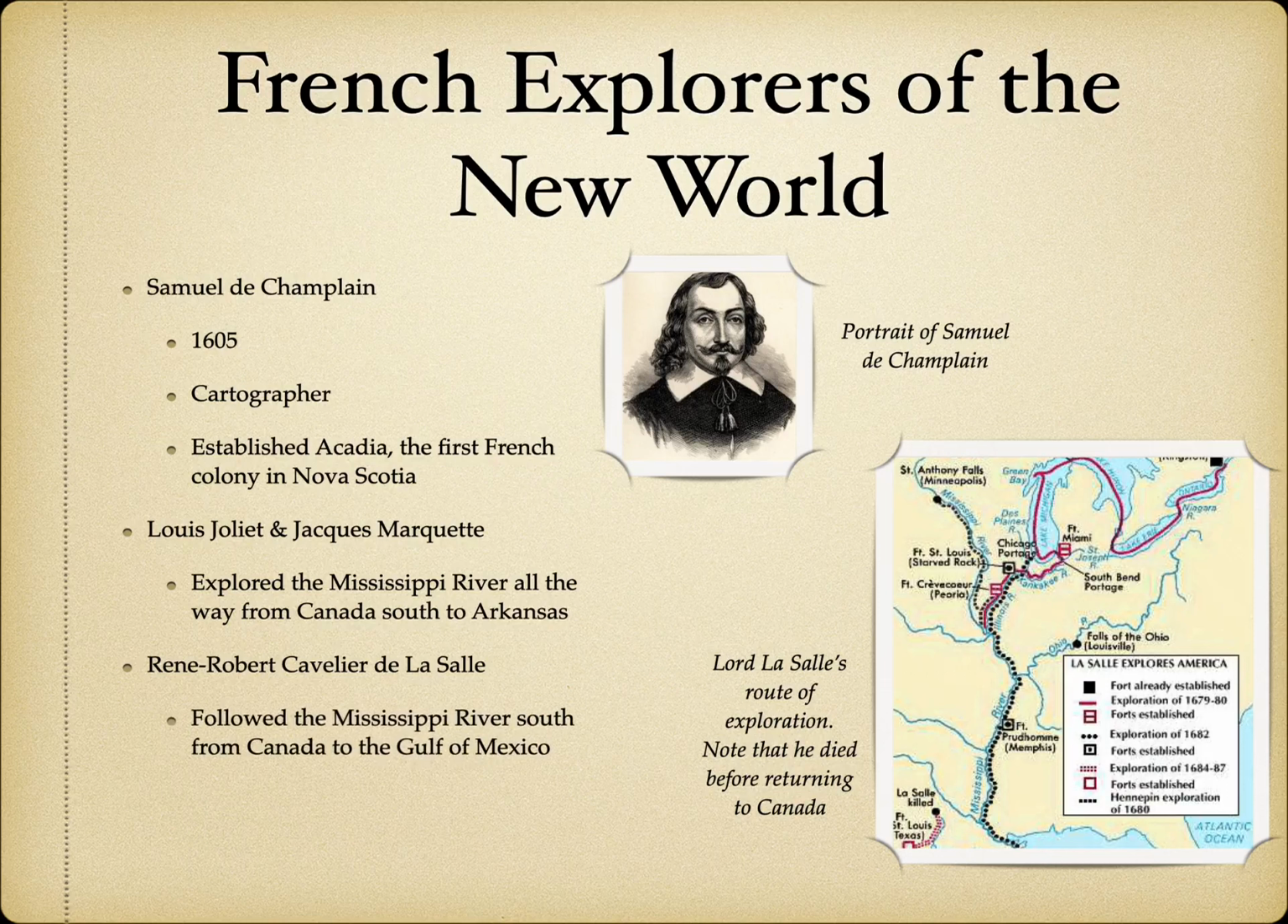All right? But what he will do is he's like, you know what, Joliet and Marquette, you guys didn't go far enough. You stopped. I'm going to go all the way. So he becomes the first European to travel down the Mississippi River all the way from Canada, the upper Great Lakes, down to the Gulf of Mexico. Okay? Because he is the first European to do so, he believes he can claim all of that territory. And so he claims all of that territory in the name of the King of France.